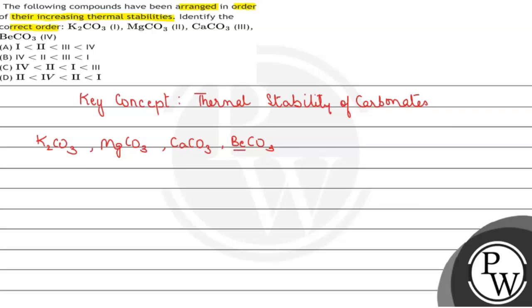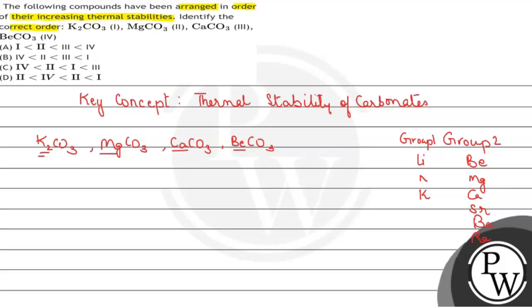So out of these compounds, beryllium, calcium and magnesium are group 2 elements, which constitute beryllium, magnesium, calcium, strontium and barium followed by radium. Now this potassium is present in group 1, after lithium and sodium.